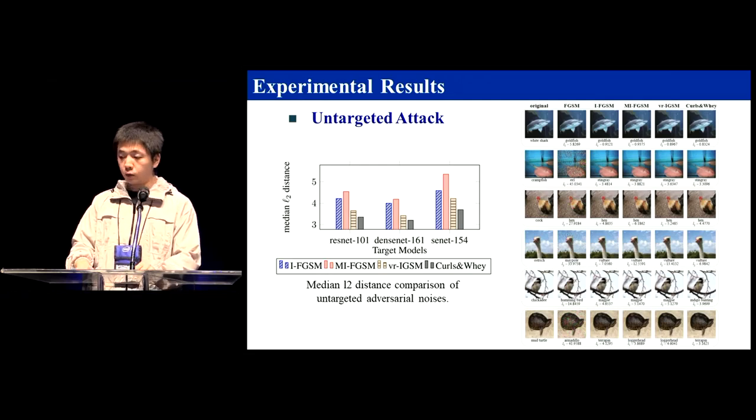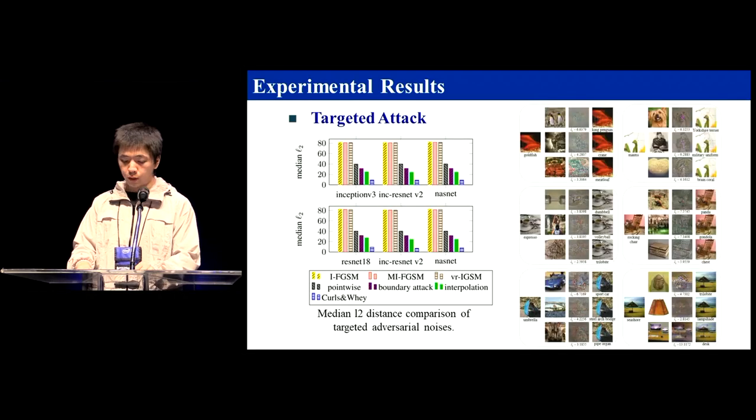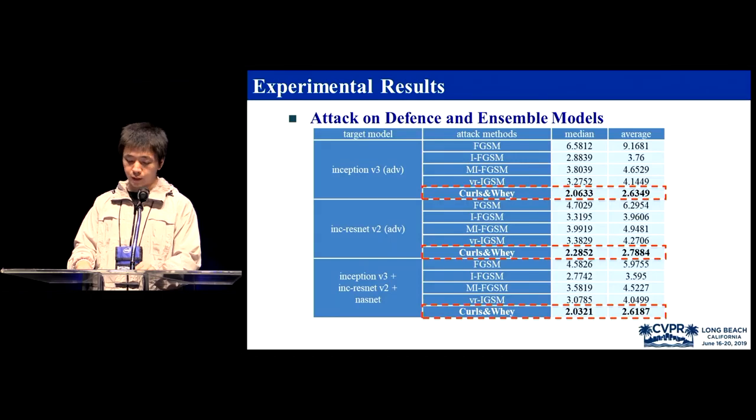In experiments on targeted attack, compared to three decision-based attacks, noise magnitude of our method is also significantly reduced. This confirms the effectiveness of integrating interpolation method into curse and way attack. Although defense and ensemble methods increase the difficulty of attack, the noise magnitude of adversarial examples built by curse and way is still much lower than other attacks.